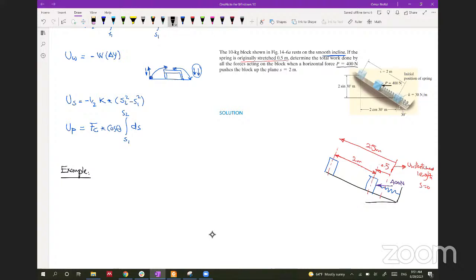So let's have our free body diagram to know. Can you mute yourself? Yeah, thank you.